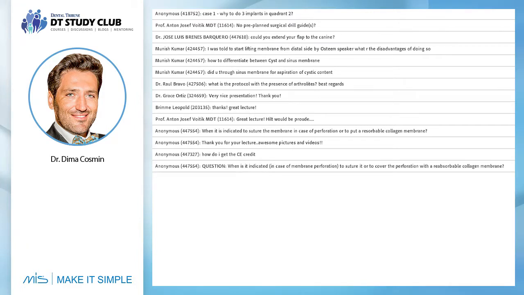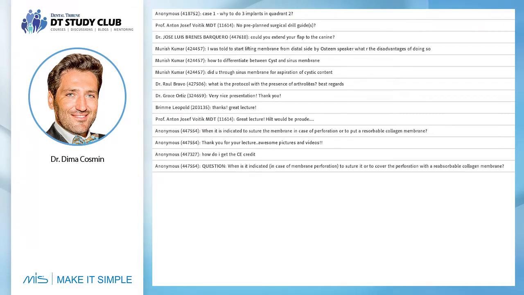Munish Kumar says: I was told to start lifting the membrane from the distal side by another speaker. What are the disadvantages of doing so? There is no disadvantage. The idea is that you have to start with the easiest access, and in more than 90% the easiest access is crestal. If you have easier access distal, of course you can start with the distal. But as I told you, frequently it is easier to start crestally.